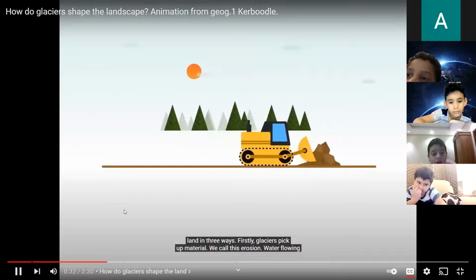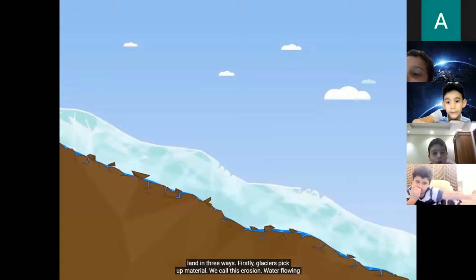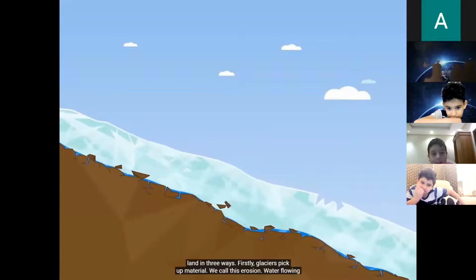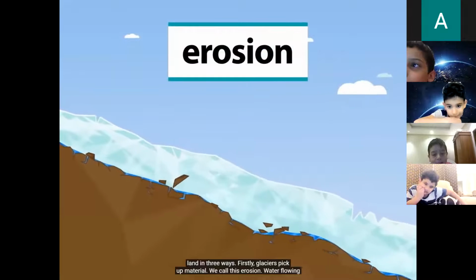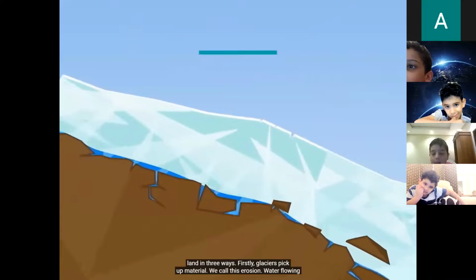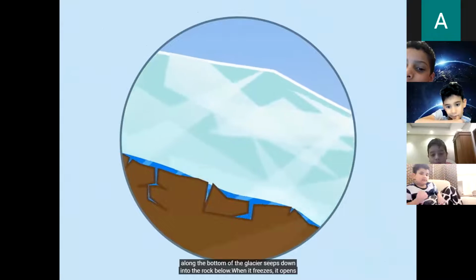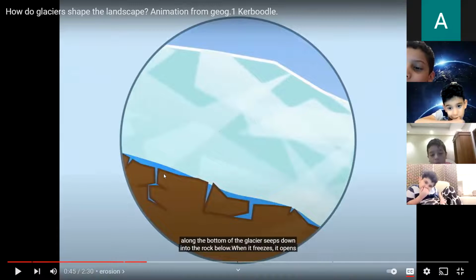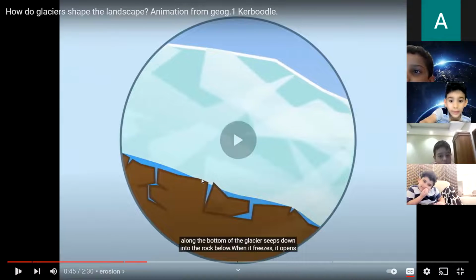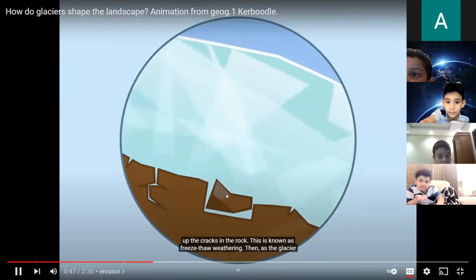Glaciers shape the land in three ways. Firstly, glaciers pick up material. We call this erosion. Water flowing along the bottom of the glacier seeps down into the rock below. See how the water seeps down? When the water seeps down, what happens? It freezes, breaks down the rock, and opens up the cracks in the rock.